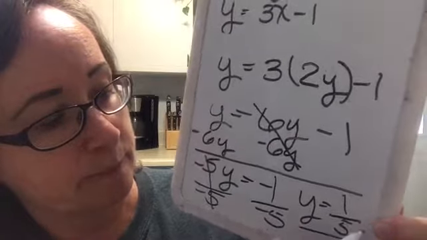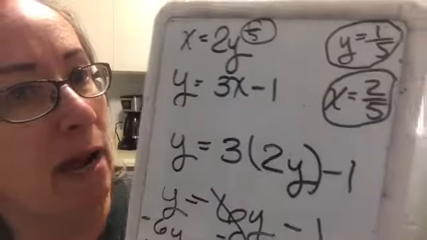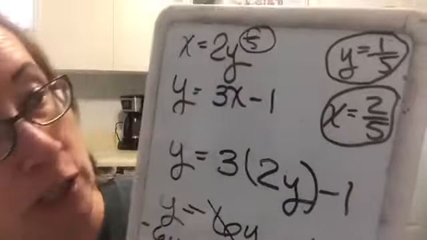So I'm going to have 2 times, and then this is going to become a 1/5 right here. That's going to substitute in for the y. 2 times 1/5 is 2/5. So x is 2/5. Okay, so now I have my solution, and it is the point 2/5, comma 1/5 for my x and my y, but I should check it.